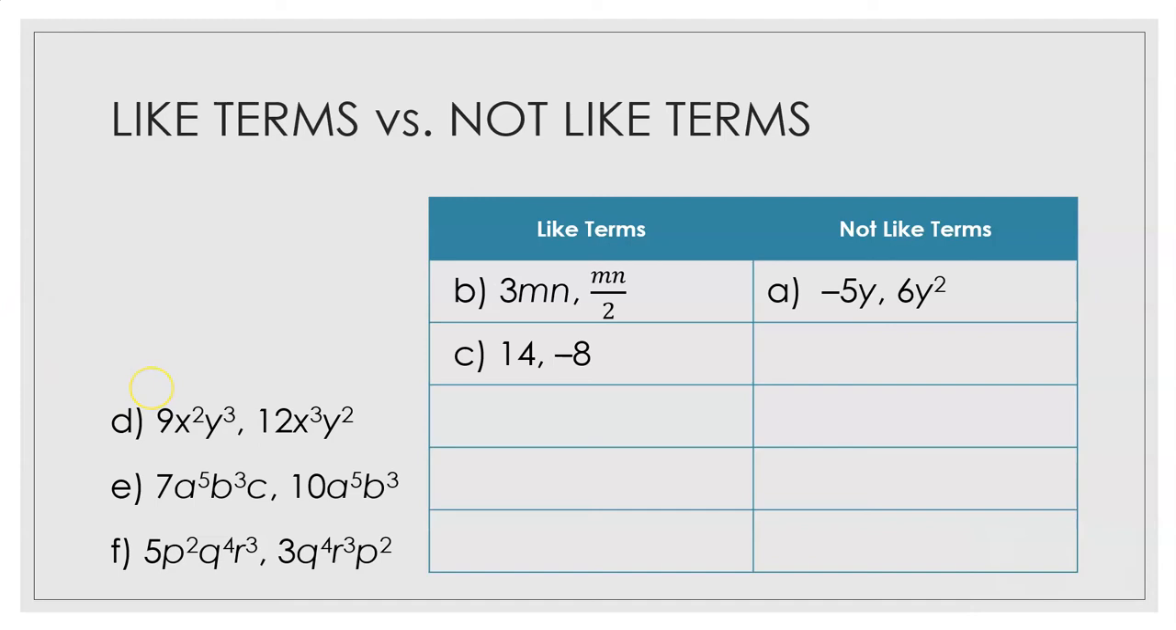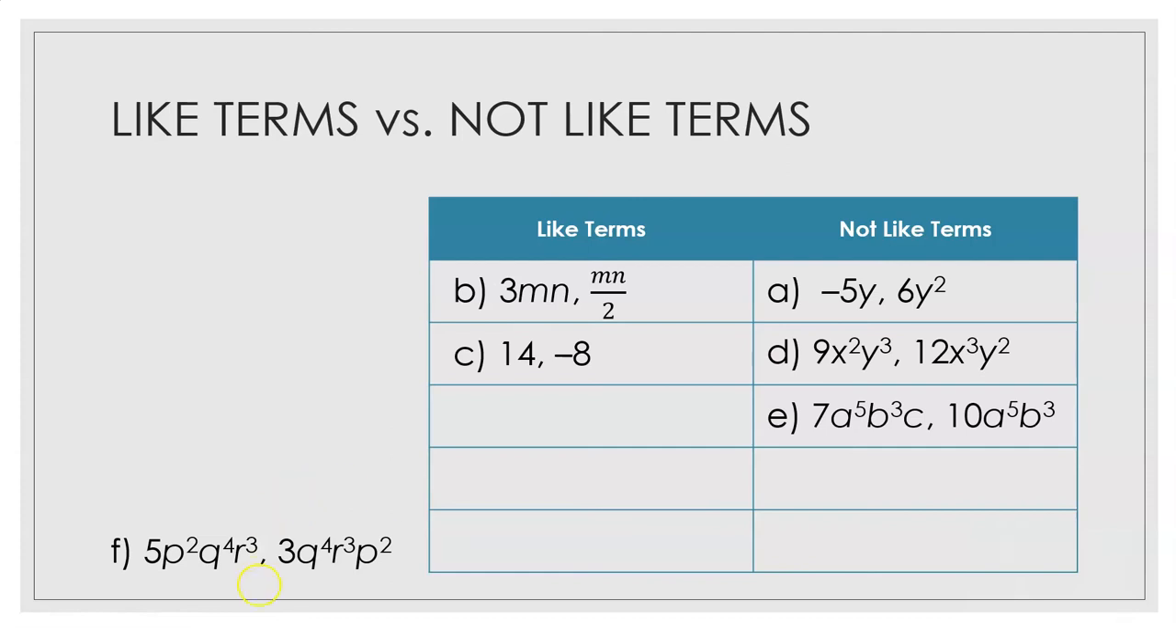For D, you have 9x squared y to the third and 12x to the third y squared. So you have x and y in both of them, but the exponents that are attached to each one don't match. This first one has a 2, the second one has a 3 attached to the x, for example. So those are not like terms. In E, you have 7a to the 5th, b to the 3rd, c, and 10a to the 5th, b to the 3rd. These are not like terms because the second one is missing the c.